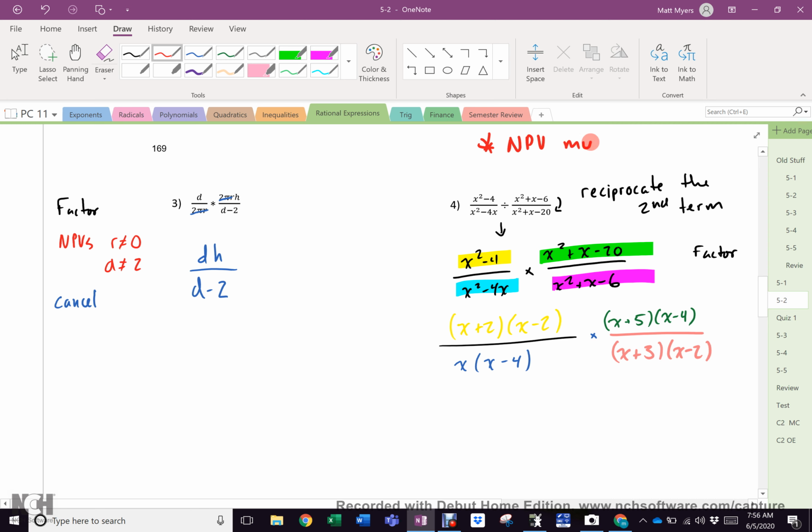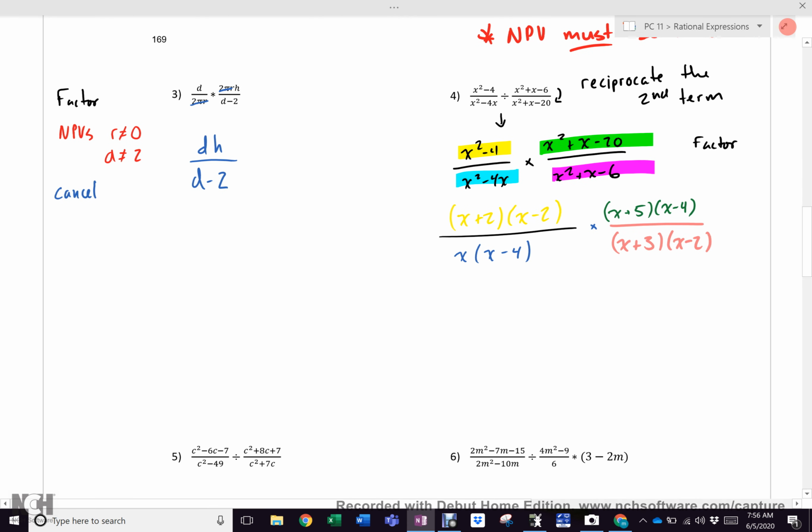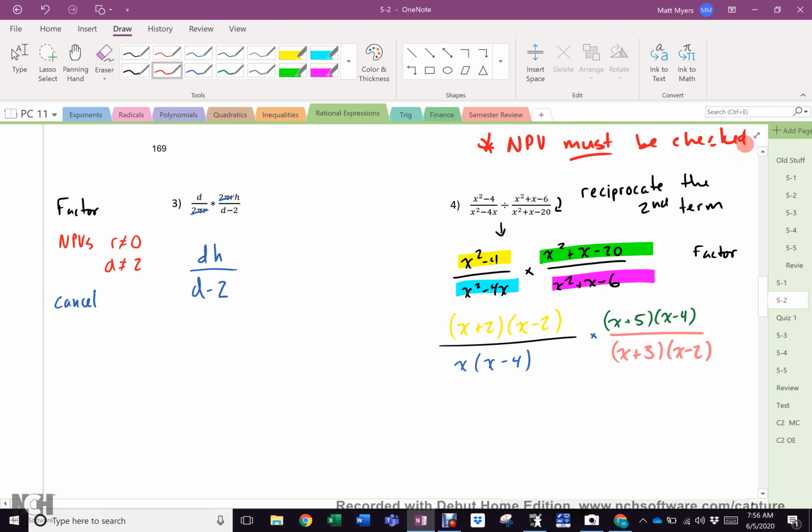NPV must be checked. What has happened? Must be checked on both denominator and numerator. You have to check it on both of these because you can never divide by 0. So if either of these is 0, you're in trouble. So I have to check NPVs on both. Oh, I've put a box around the wrong one. On both of these.